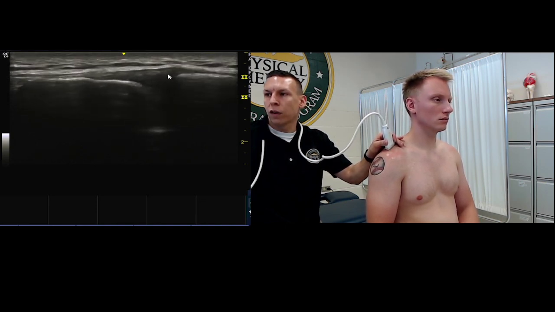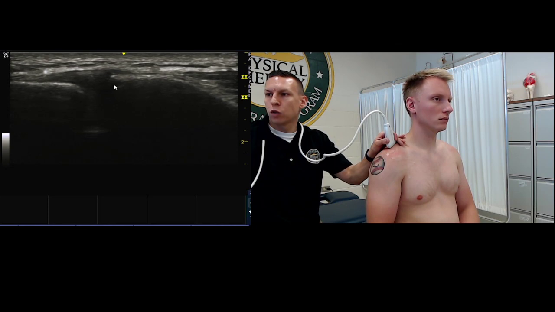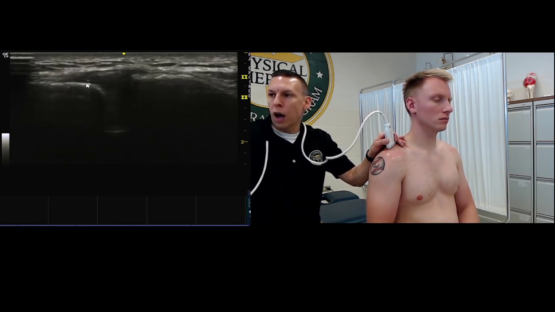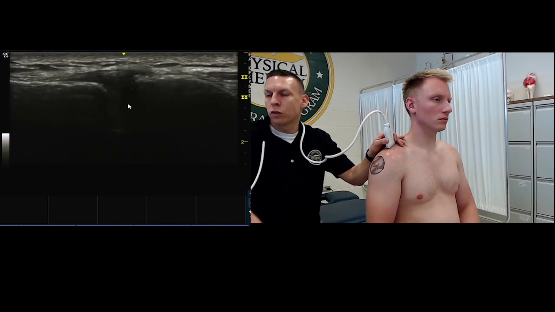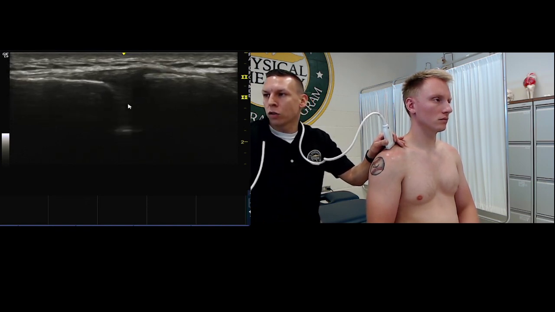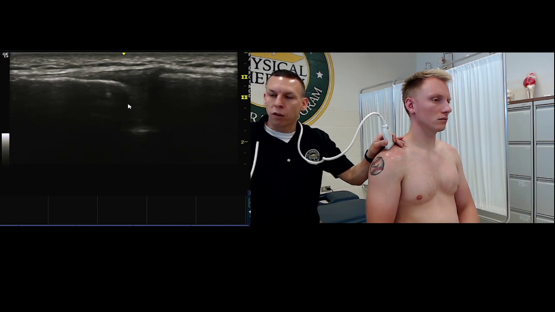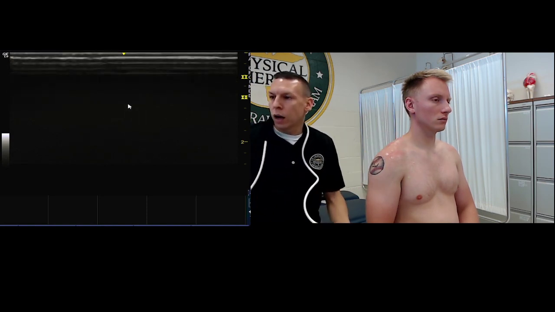And we're looking for any kind of fluid. We want to see smooth margins on these bones. You can look for any kind of pathology or abnormality. You can stress this joint as well and look at it under ultrasound. All right, and so that concludes the scanning in the shoulder region.